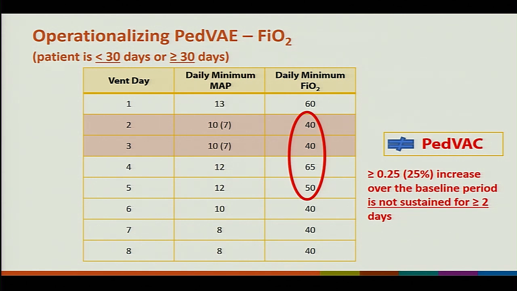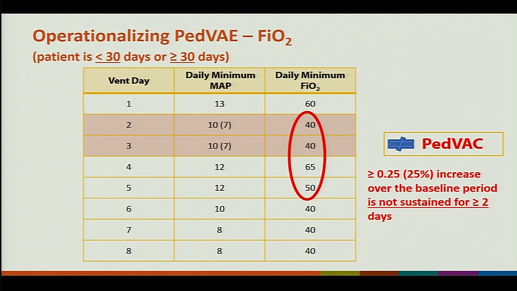Now we had a baseline in the FiO2 parameter, but we do not meet a PedVAC definition in that parameter because there is not a greater than 0.25 increase or 25% increase. It was not sustained. So you can see we have a baseline on days 2 and 3. On day 4, it does jump up to 25, but it's not sustained. It bumps back down to 50. So we do not meet the PedVAC definition.